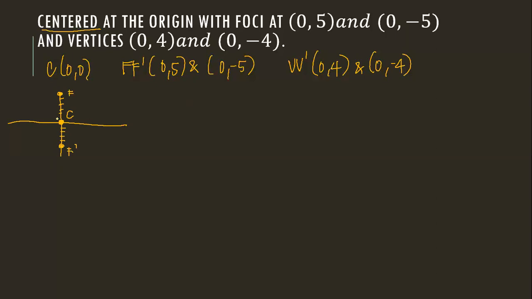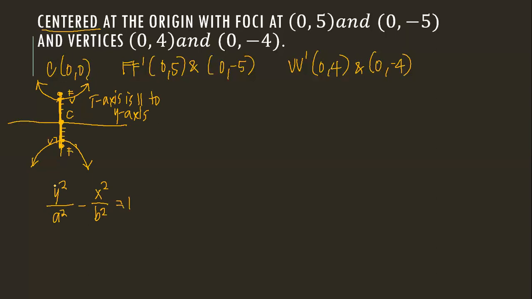The vertex is at (0, 4), so this is our vertex, and this is our vertex prime. So the graph of the hyperbola is like this. That means this is our transverse axis, and our transverse axis is parallel to the y-axis. Then we can have the equation y squared over a squared minus x squared over b squared equals 1.